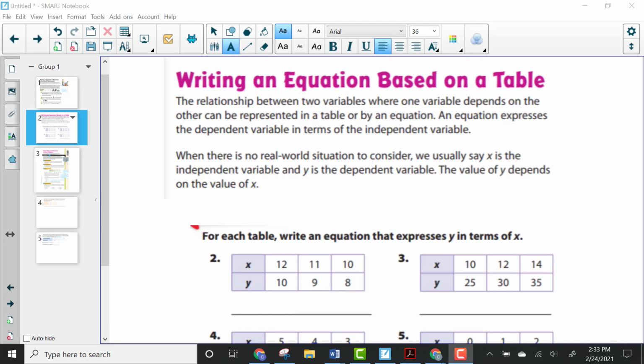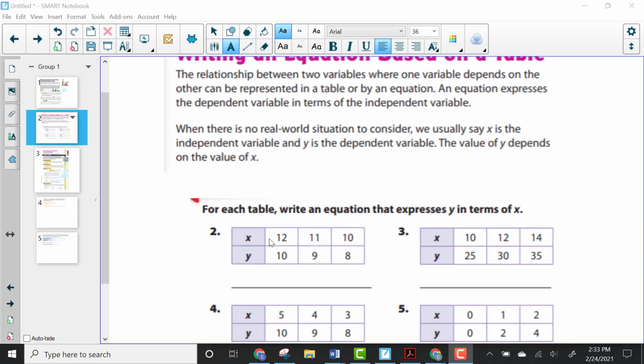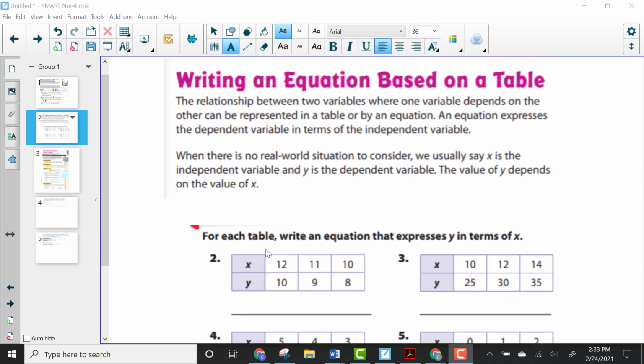So now let's turn over to page 346. What it's saying here is writing an equation based on a table. You can see there are 4 tables down here at the bottom. The basic idea at the top says the relationship between two variables, where one variable depends on the other, can be represented in a table or by an equation. An equation expresses the dependent variable in terms of the independent variable.